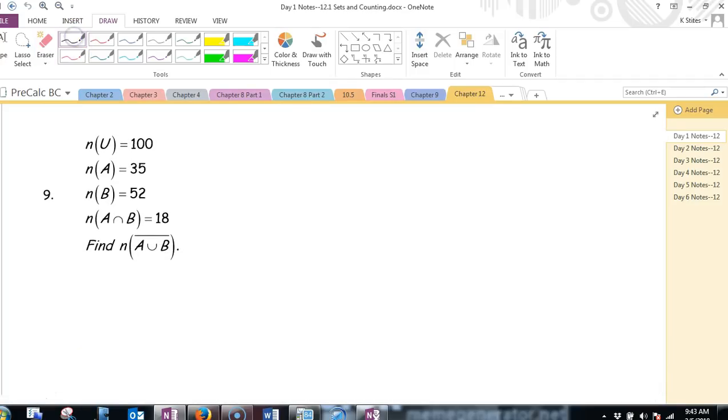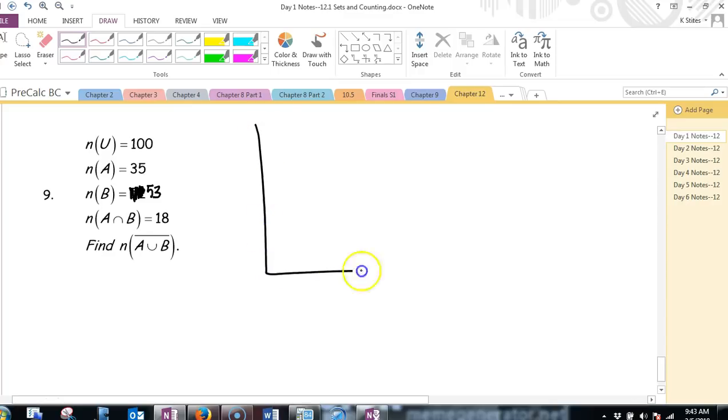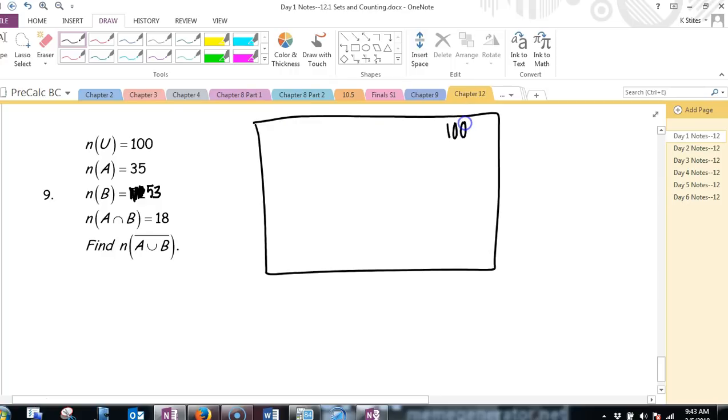Okay, last one. Really quick, number of elements in B, we're going to change this to 53 because I like the way it comes out better. So change that to 53, it was just 52 before. One more for set B. All right, and here we go. You're going to notice there is the universal set this time. So that's 100 in the whole rectangle.